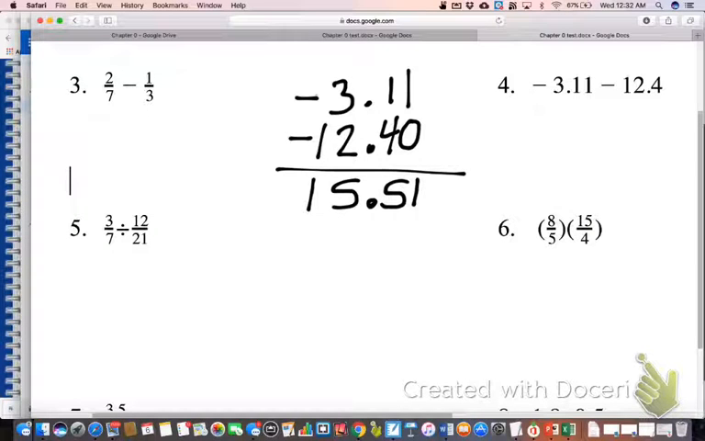So because these are both negatives and I'm putting them together, it's exactly like putting together two debts. My final answer is also going to be a negative because I started out more negative and then I went down even more for a total of negative 15.51.